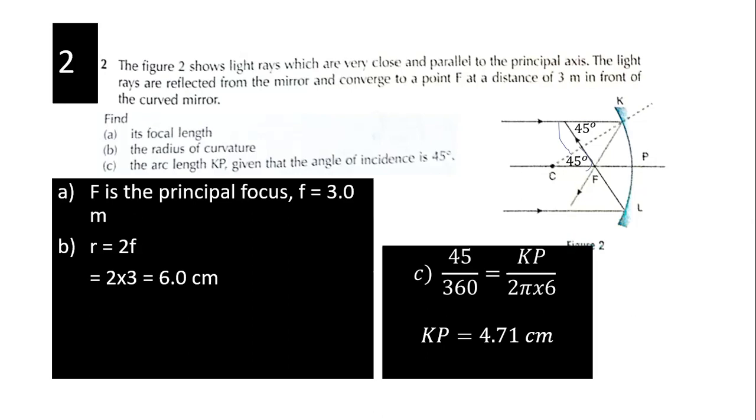2 pi r is the entire circumference. What is circumference? I don't know, I must go back to Form 1 already. This is the perimeter of the circle. Circumference of the circle, the length of the whole circle. That's circumference.